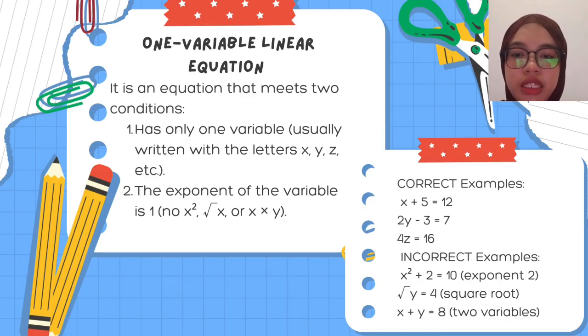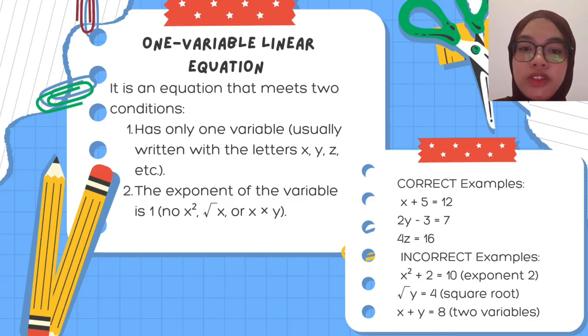For the incorrect examples: x squared plus 2 equals 10 is incorrect because it has an exponent of two. Root y equals 4 is incorrect because it has a square root. And x plus y equals 8 is incorrect because it has two variables.